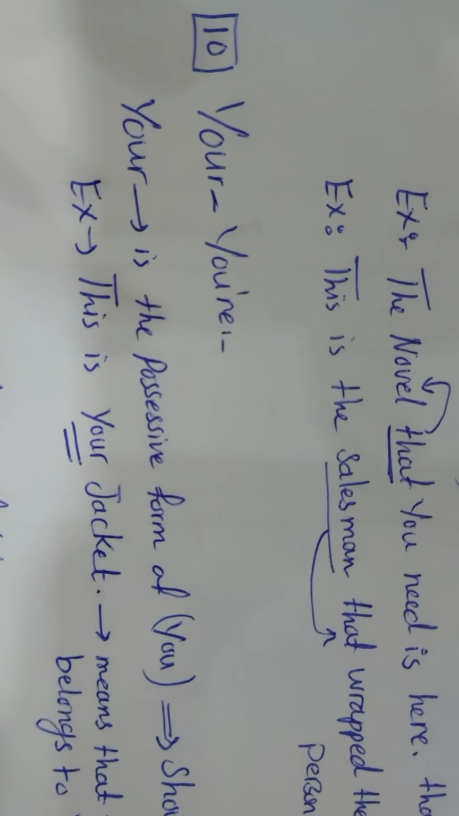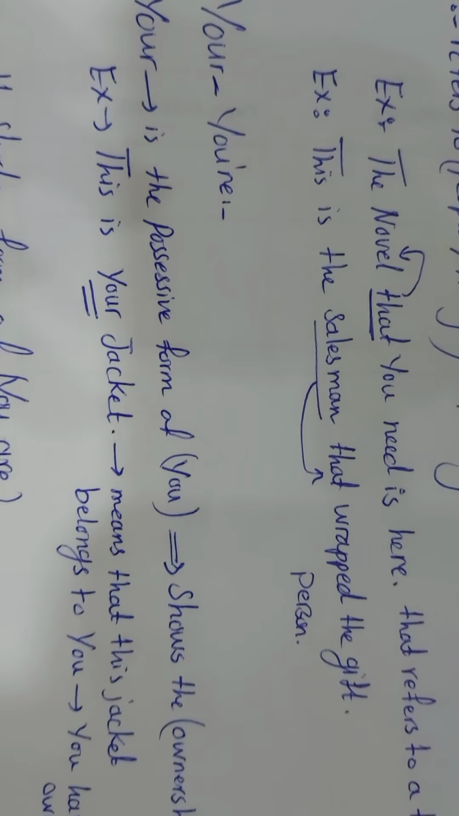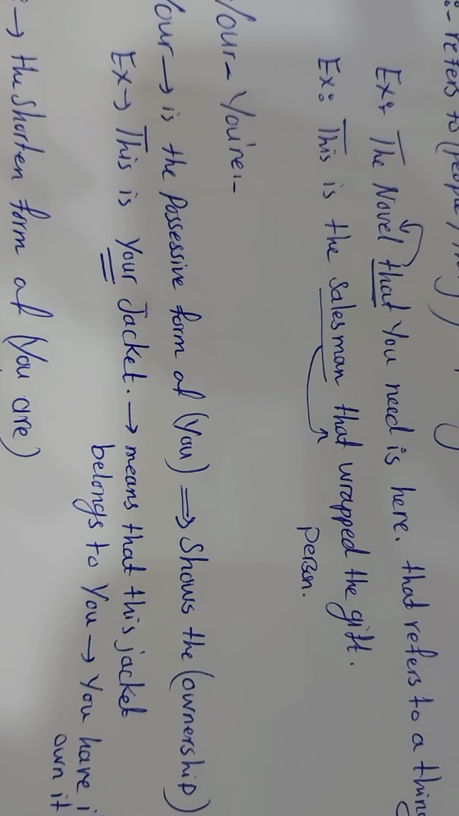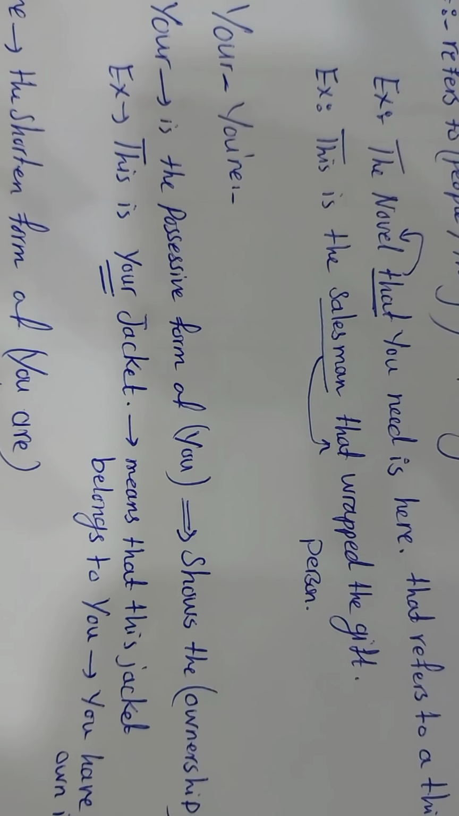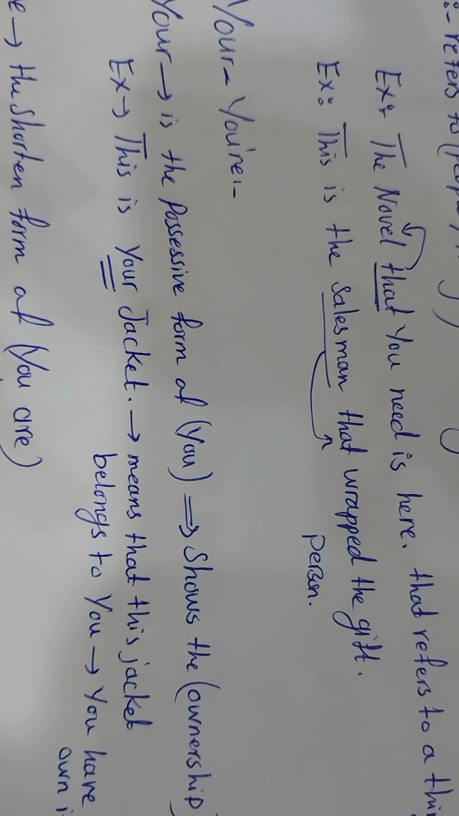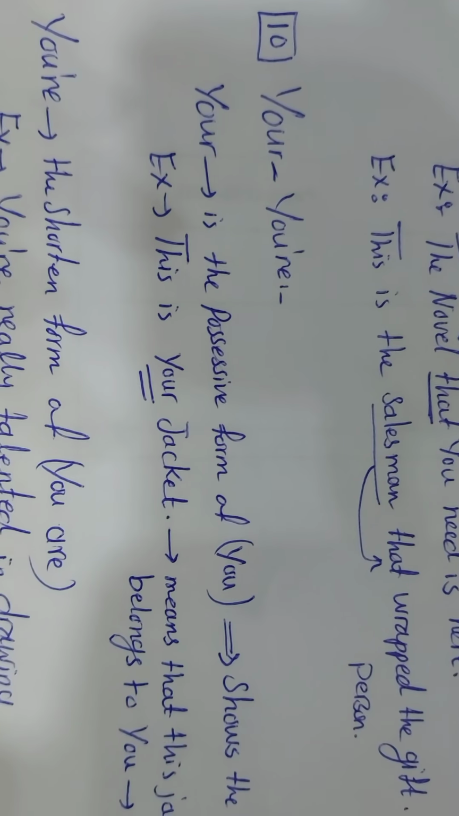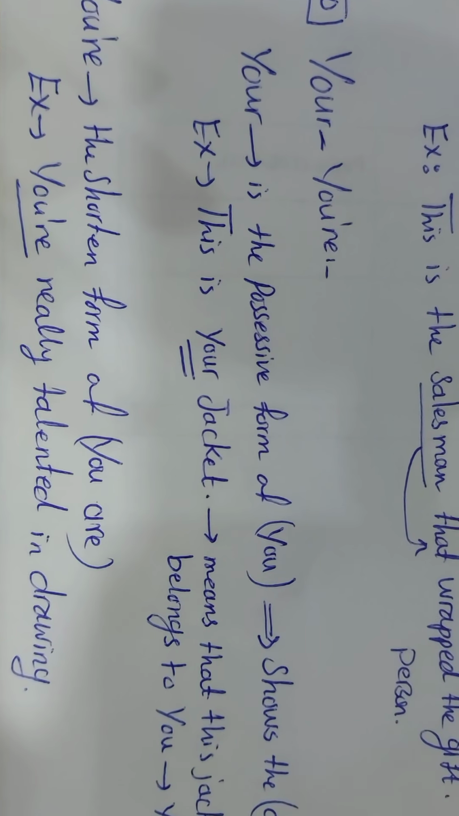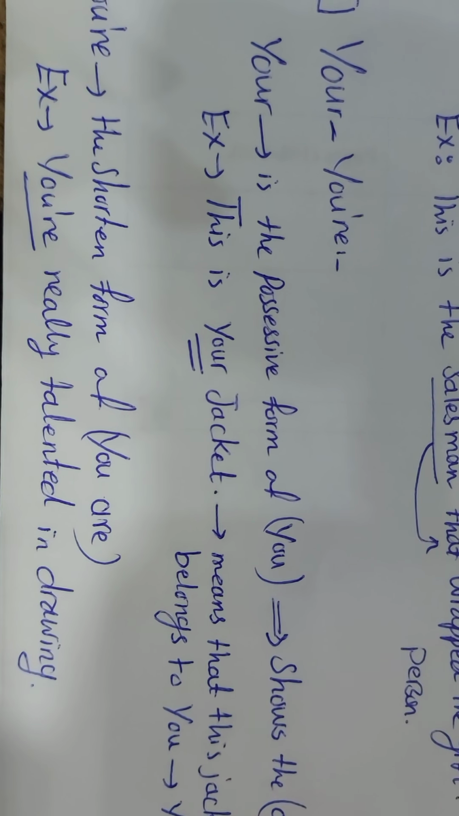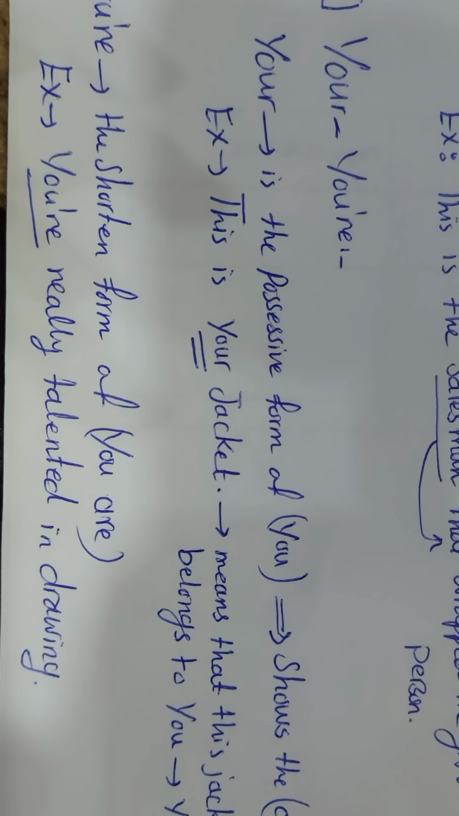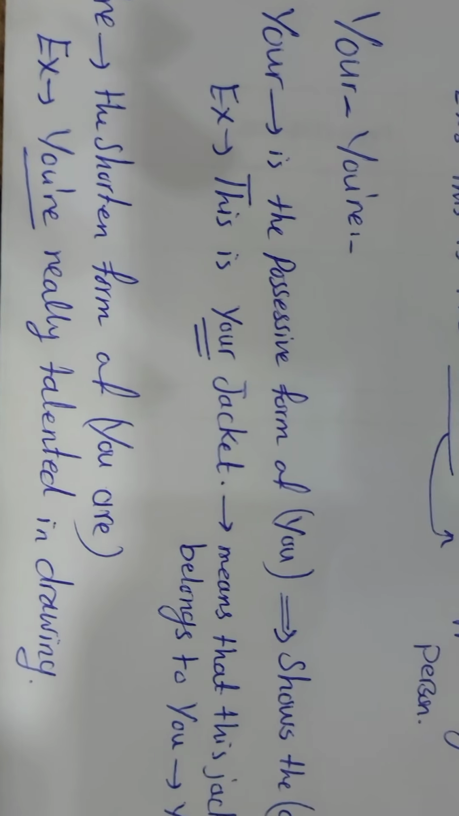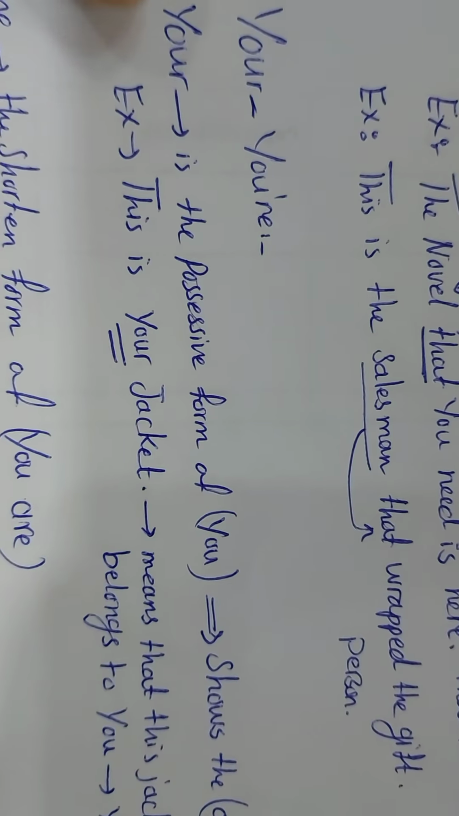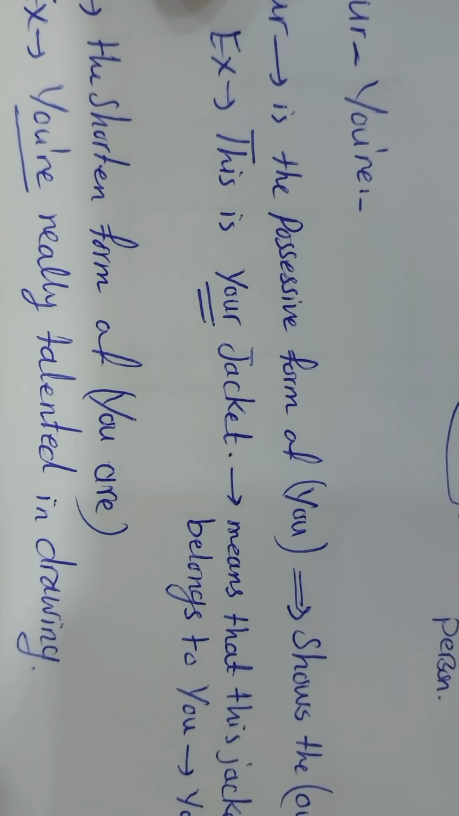As for number 10, you're and your. The first one, your, is the possessive form of you, which shows the ownership of something. This is your jacket, this is your pen, this is your key. It means this jacket, this pen, this key belongs to you. You have it. You're, the second, is the shortened form of you are, exactly as with they are. You are really talented in drawing. You're really talented in drawing, which means you are, the pronoun you besides the helping verb are.